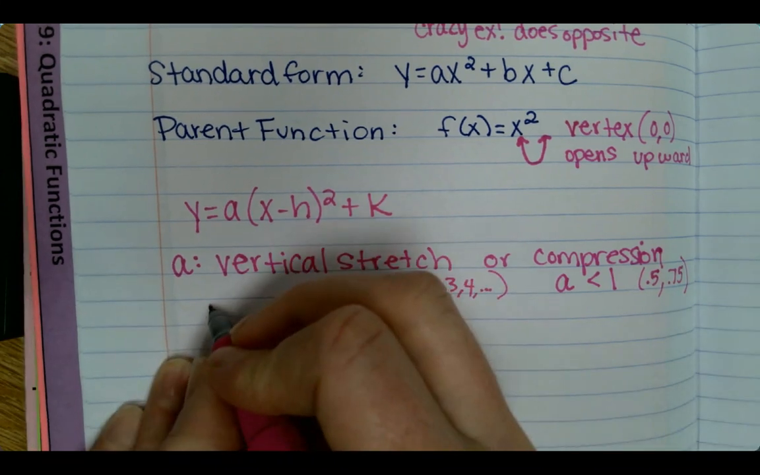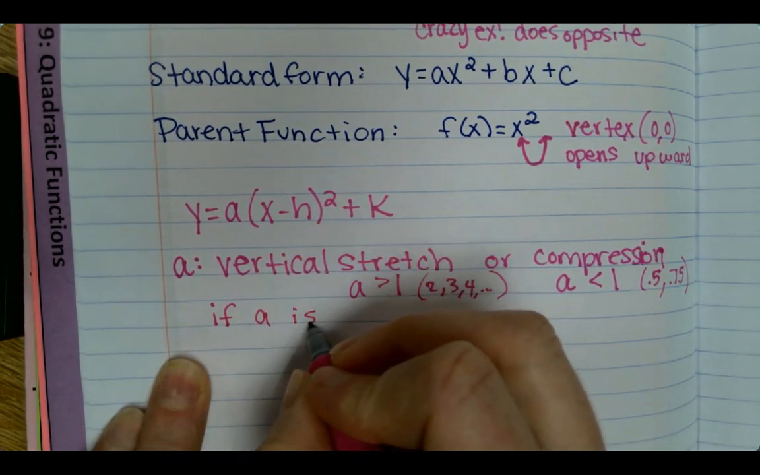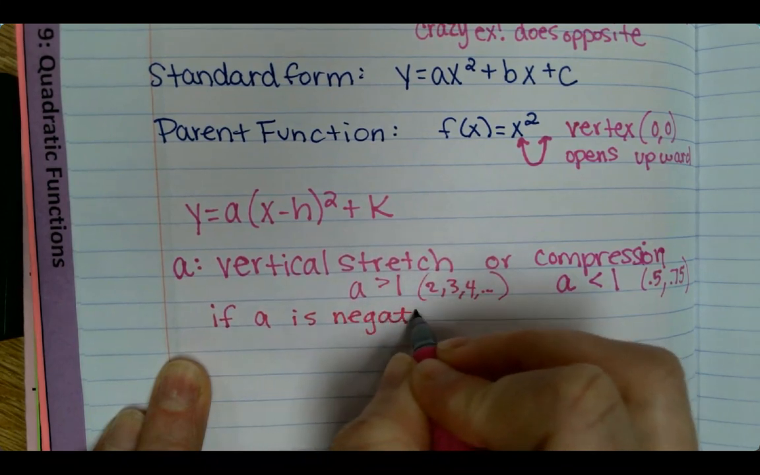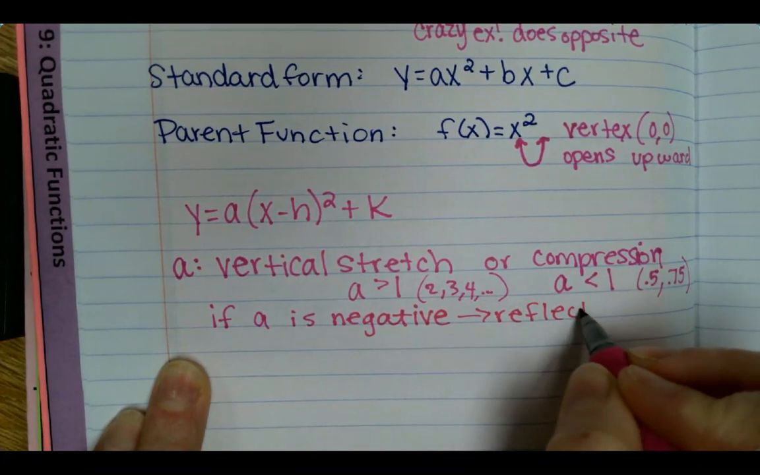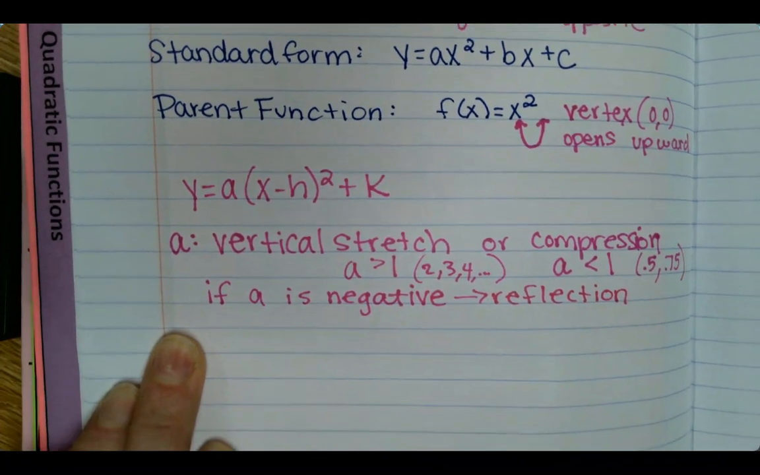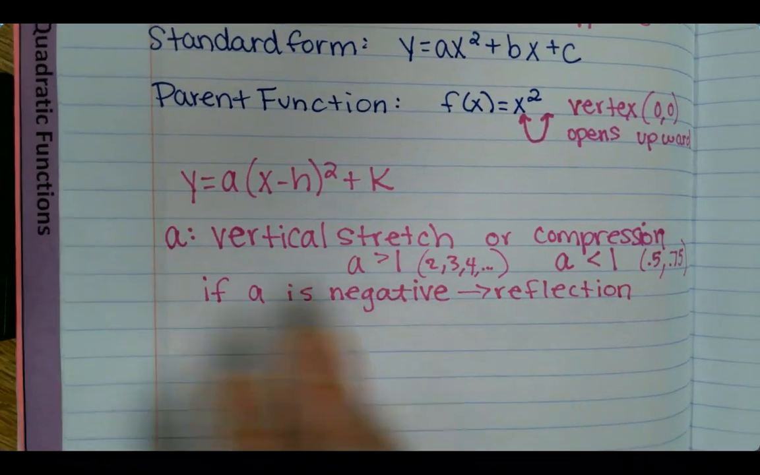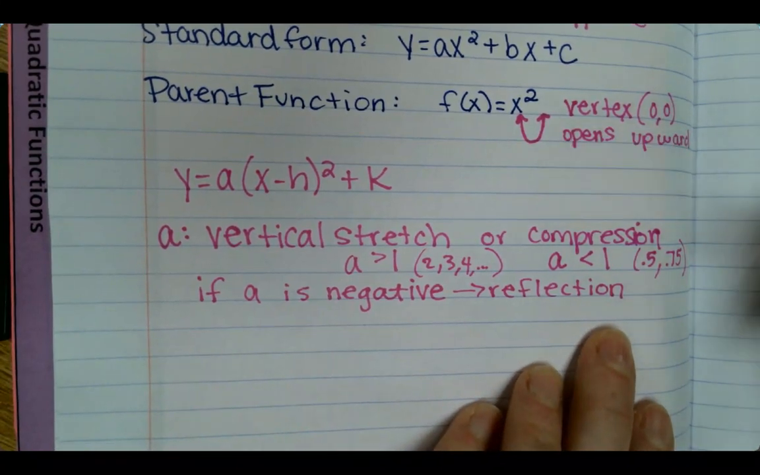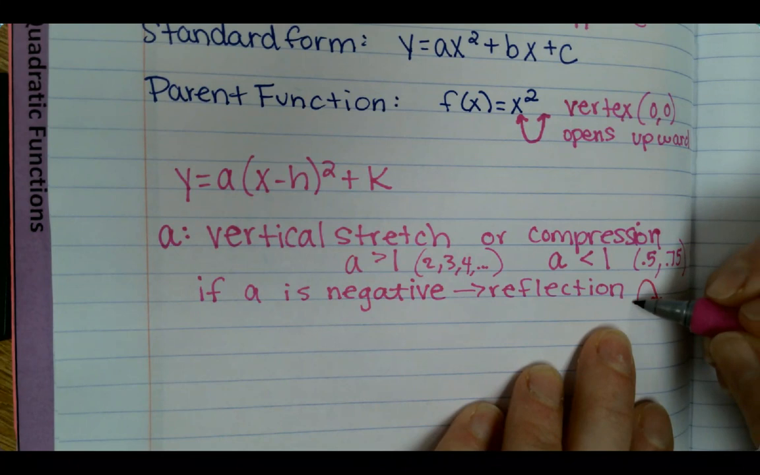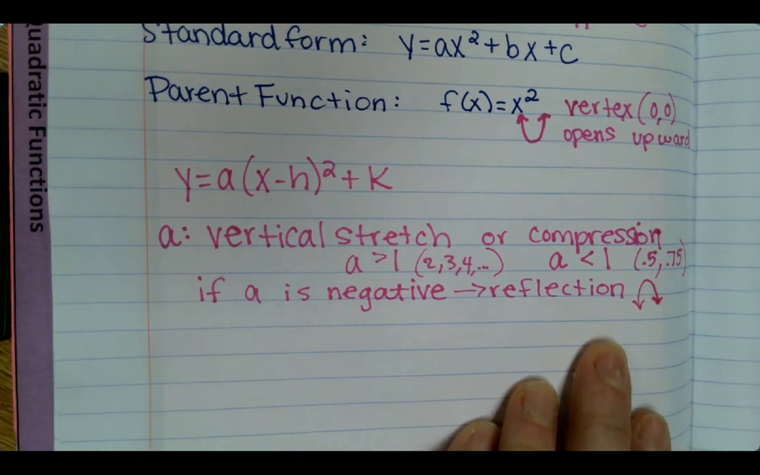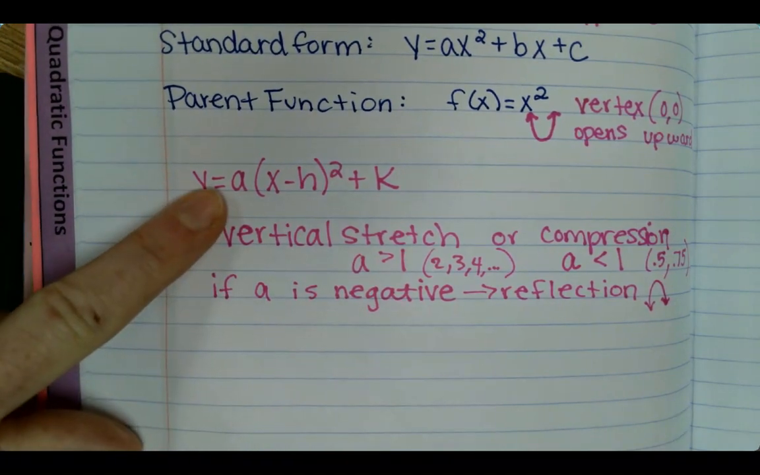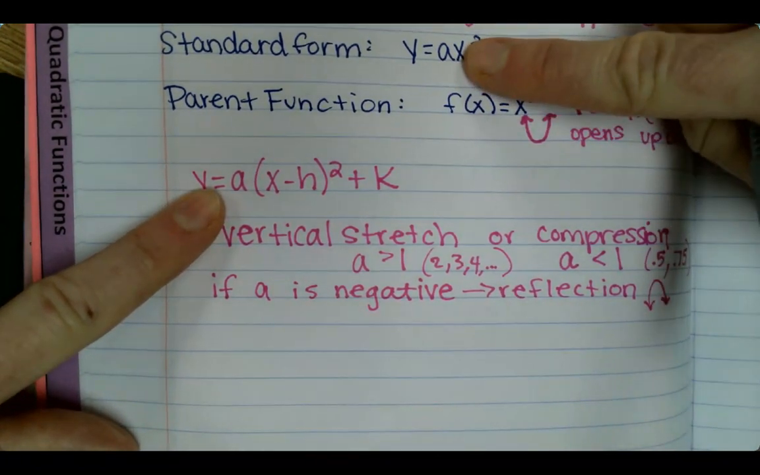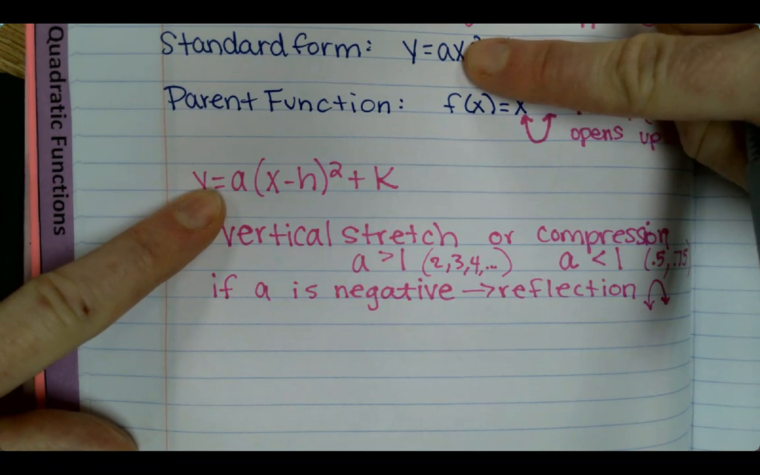If A is negative, then you have a reflection. So instead of it being a U, it's the upside down of a U. Upside down U, like that. So that's the number out front. And it also goes for this one too. Both A's, you can look at that.